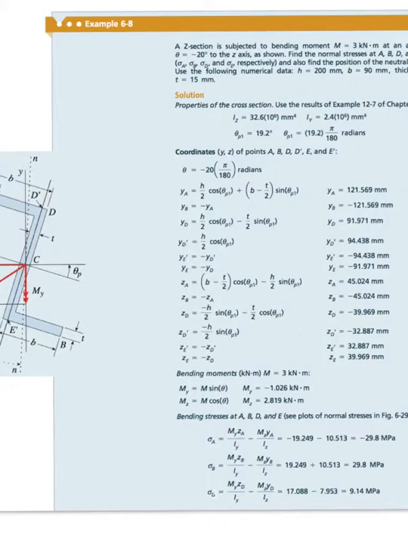In this example, the values of Iz and Iy are copied from example 12.7 from chapter 12. And for the benefit of our understanding, let us now determine how Iz and Iy were calculated.